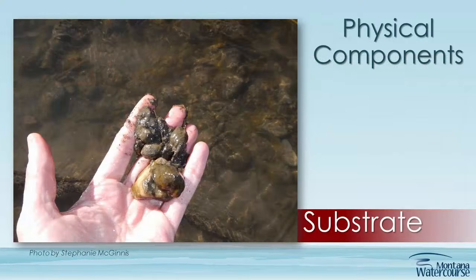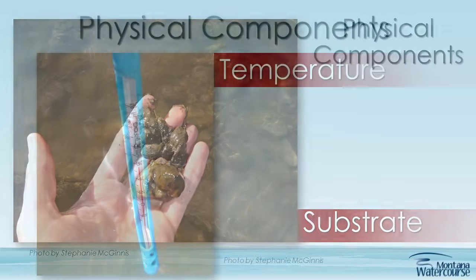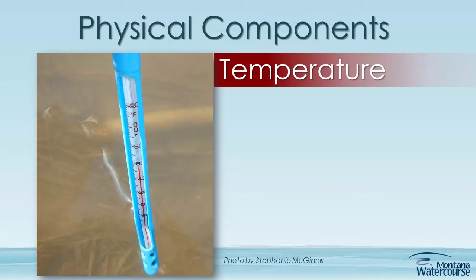Substrate is whatever material makes up the bottom of a stream. Substrate may be a variety of sizes, from giant boulders to tiny particles of silt. The substrate material influences the stability of the stream bed and bank and provides important habitat to fish and other stream life. Temperature refers to how warm or cold water is.